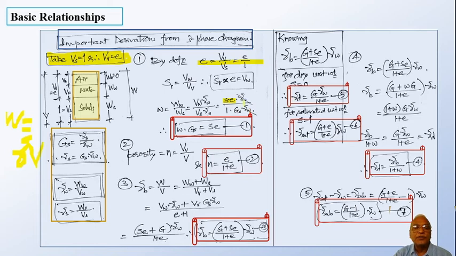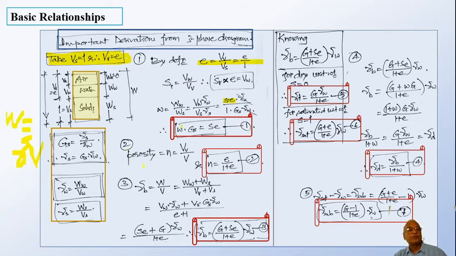So, by substituting and cancelling of gamma Ws, we end up with a very fundamental relationship: S into e equal to w into G. w into G equal to S into e. There are four terms: water content, specific gravity of soil solids, degree of saturation, and void ratio. So that is equation number one, most important equation or relationship.